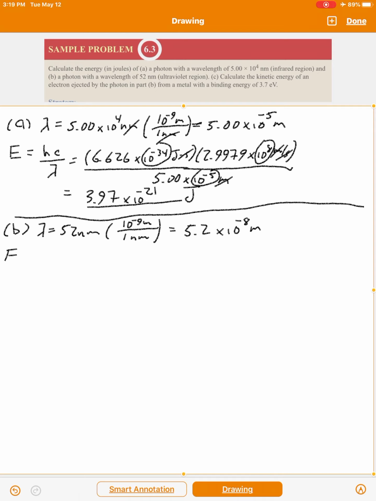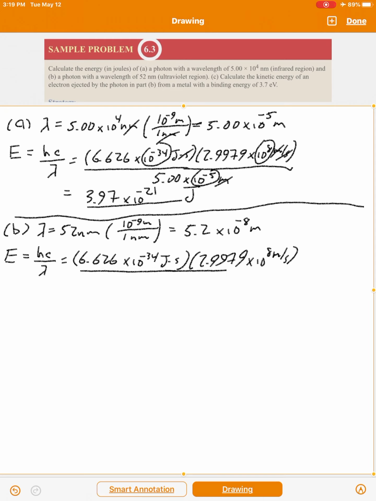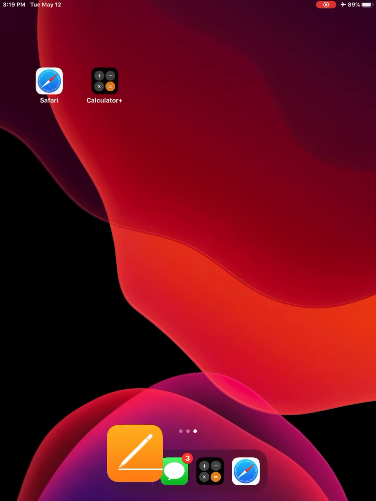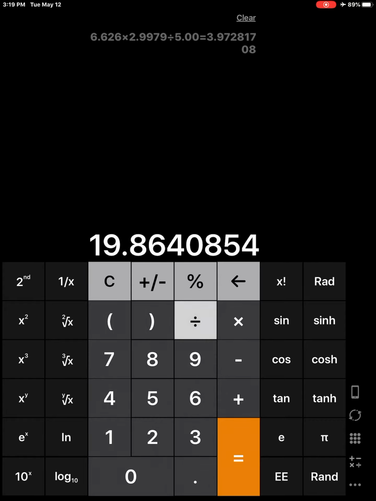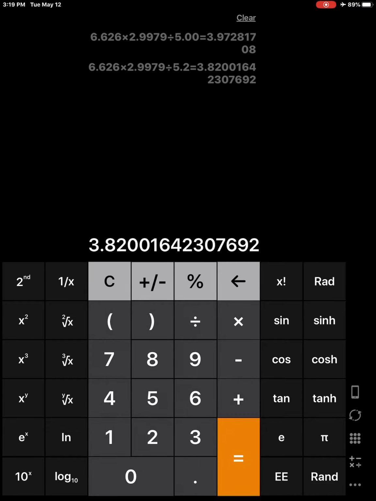So now the energy of that particular photon is, again, hc over lambda. So 6.626 times 10 to the minus 34 joule seconds times 2.9979 times 10 to the 8th meters per second. And then we're going to divide that by our 52 nanometers, 5.2 times 10 to the minus 8 meters. Okay, so let's try that one. 6.626 times 2.9979 divided by 5.2. 3.82.